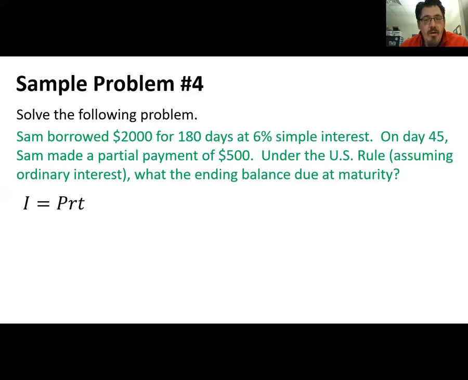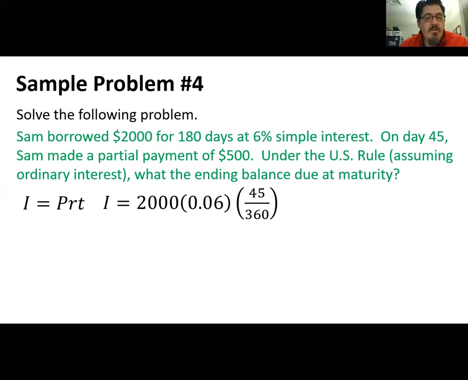So the first thing we want to do is calculate how much interest has accrued through the first 45 days, because that's when he made the partial payment. We want to figure out how much interest has accrued up to this point, because that's going to get paid off first before any principal is paid off.